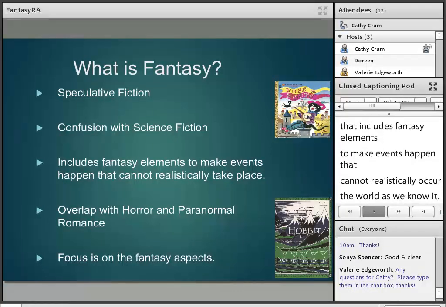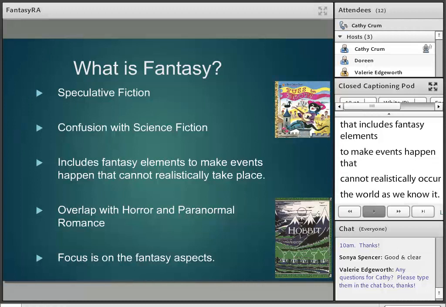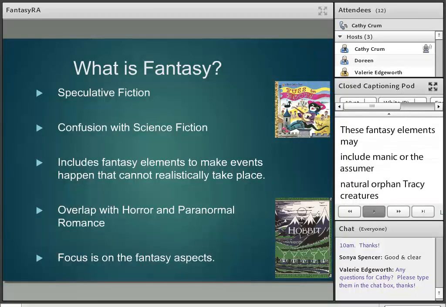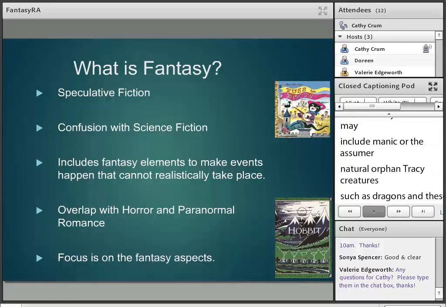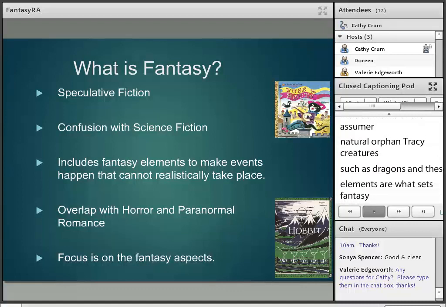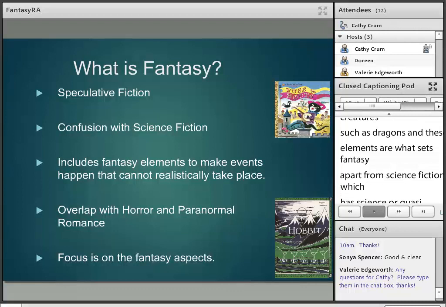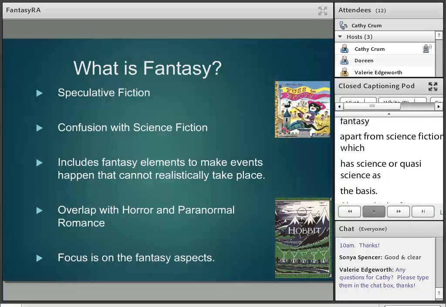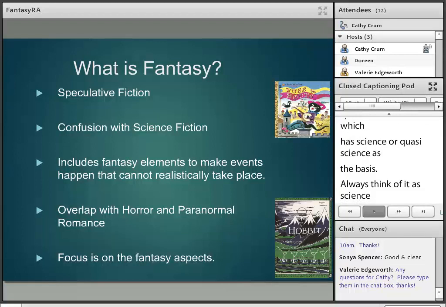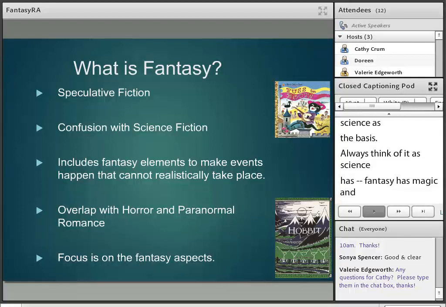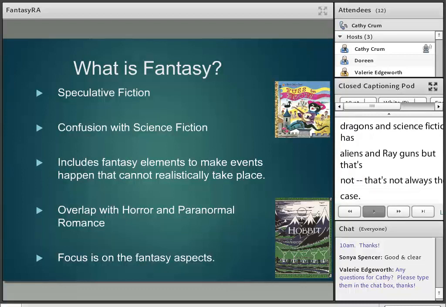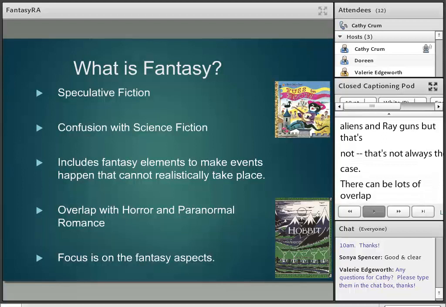These fantasy elements might include magic or the supernatural or fantasy creatures such as dragons. And these elements are what sets fantasy apart from science fiction, which has science or quasi-science as the basis. I always think of it as fantasy has magic and dragons. Science fiction has aliens and ray guns, but that's not always the case.